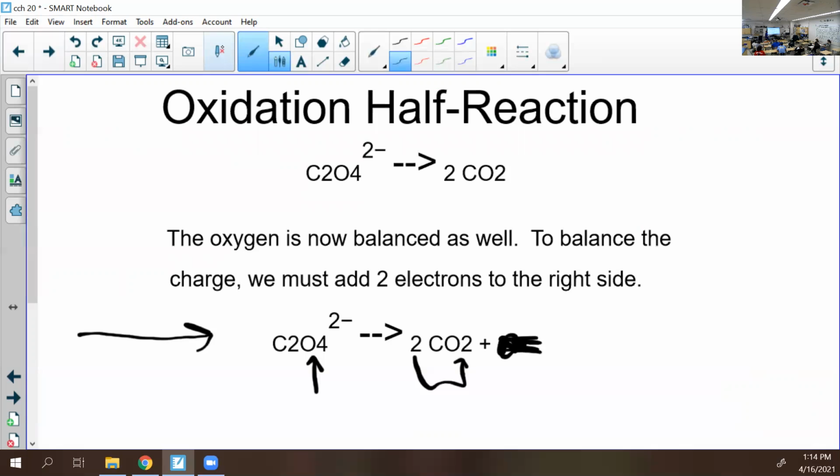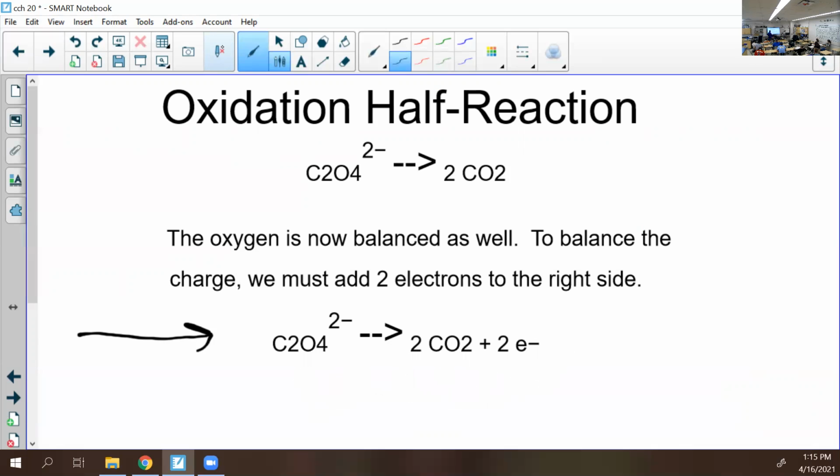So the next thing is we would balance the charges. If it's negative 2 on one side, then over here it must have 2 electrons. The charges have to equal 0 in each half reaction.